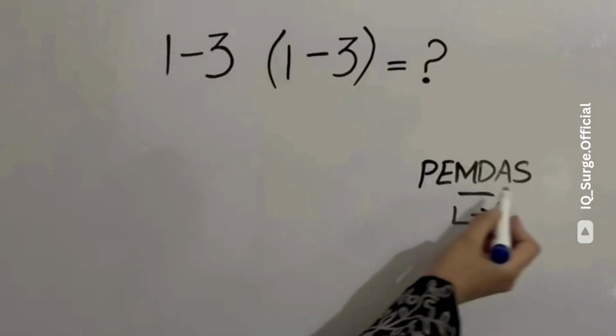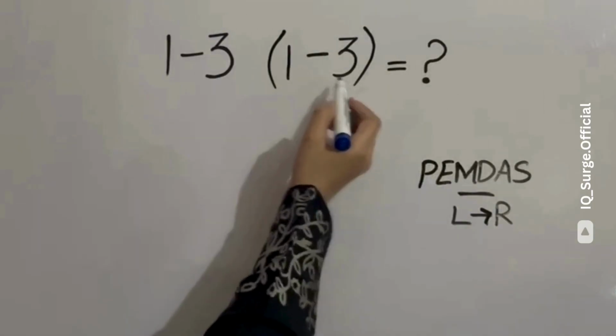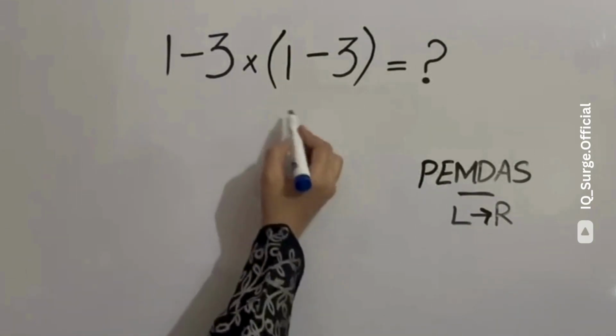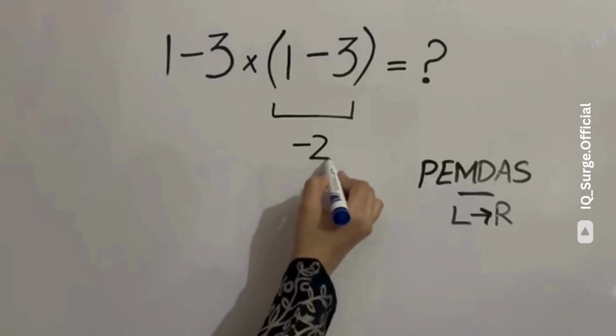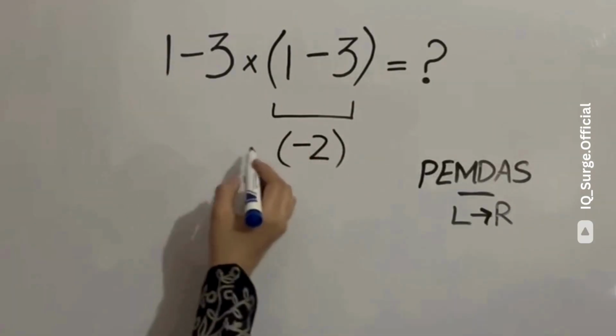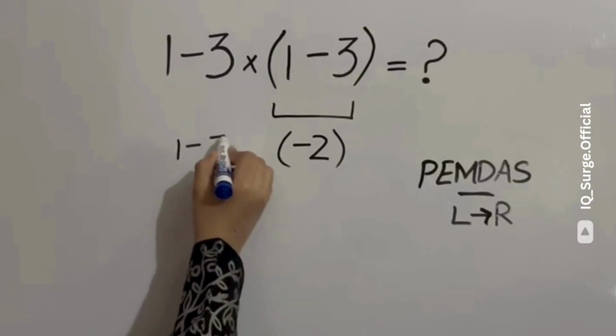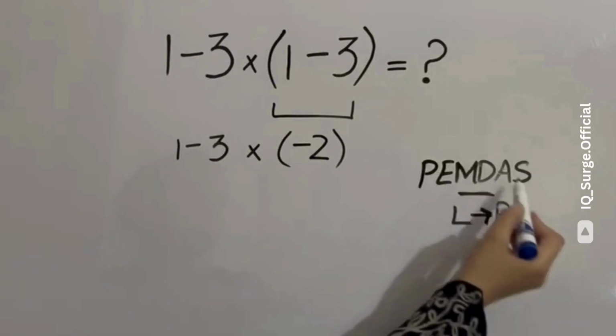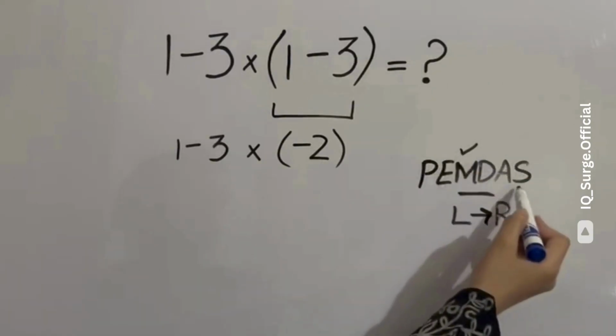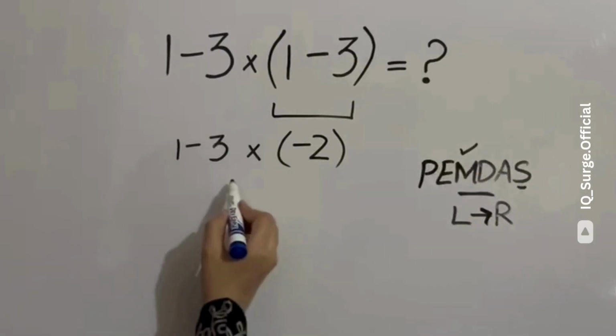Now according to the PEMDAS rule, first we solve the parenthesis. Inside this parenthesis we have 1 minus 3 which gives us negative 2. So, 1 minus 3 then times negative 2. In this step, first we have to do multiplication because in PEMDAS multiplication comes before subtraction.